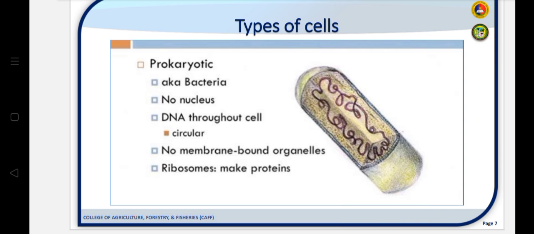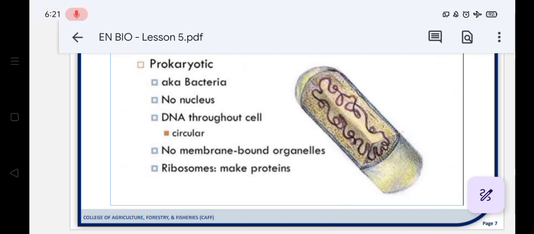Now, let's talk about the two main types of cells. The first type is called prokaryotic cells. Prokaryotic cells are the simplest kind of cells. They are known to be bacteria. The word prokaryotic means before nucleus, because these cells do not have a true nucleus. That's why they are also known as before nucleus.